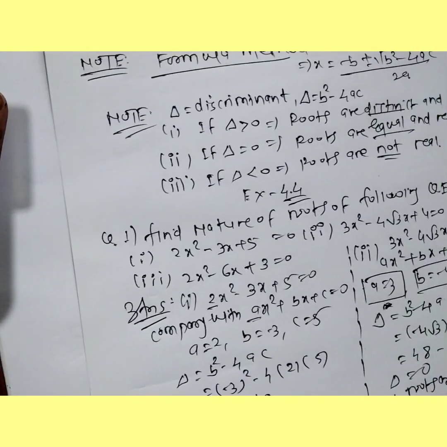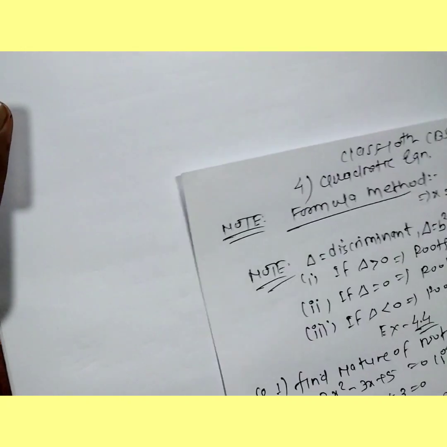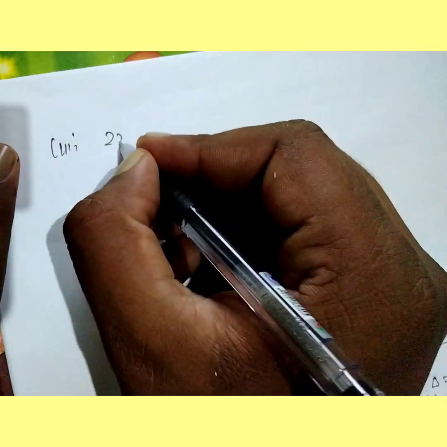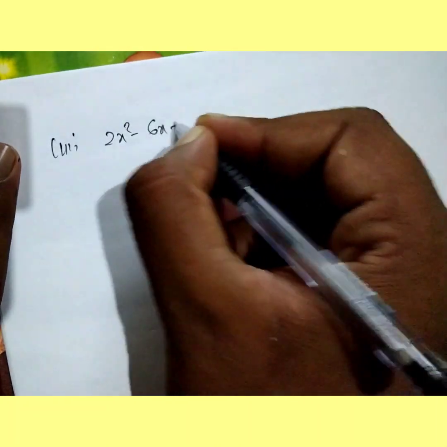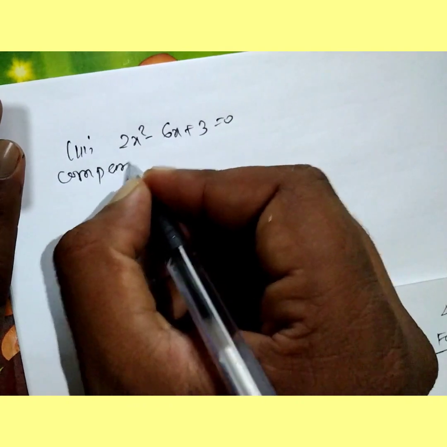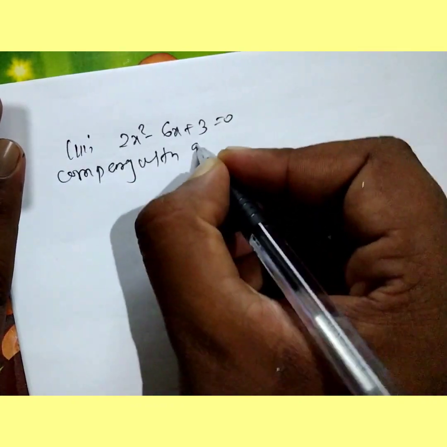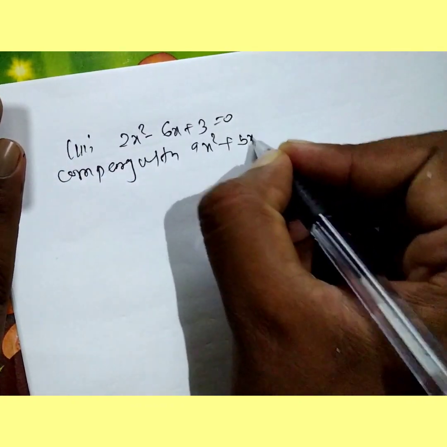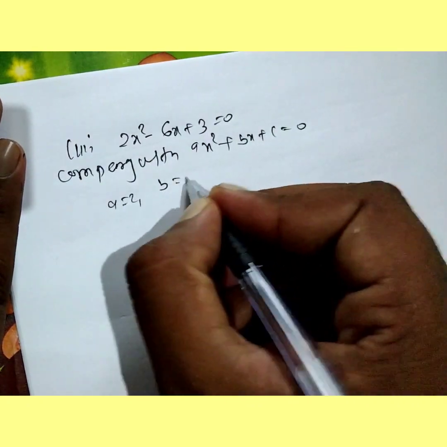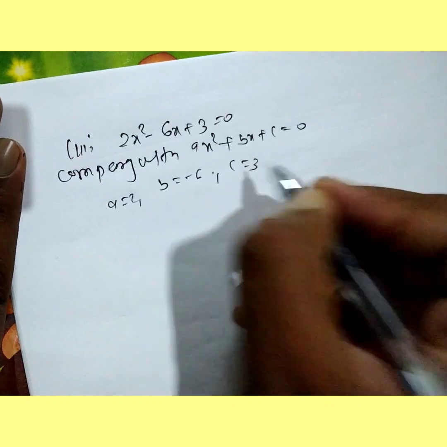Okay, now let's see the next question. So what are they asking in the third question? See, 2x square minus 6x plus 3 equal to 0. Okay, so comparing with the standard form, ax square plus bx plus c equal to 0, a equal to 2, b equal to minus 6 and c is equal to 3.